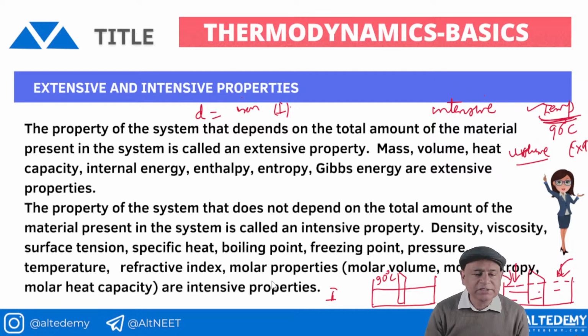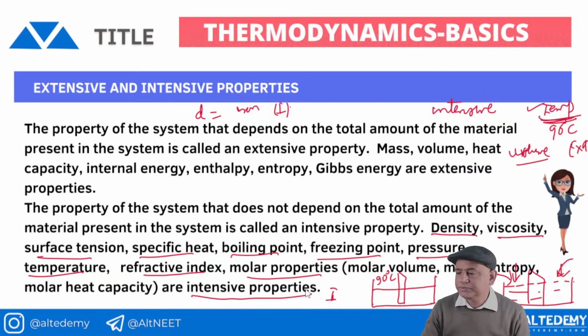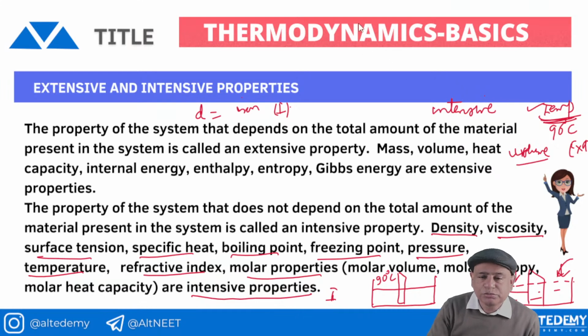Mass, volume, heat capacity, internal energy, enthalpy, entropy, Gibbs energy are all extensive properties. Extensive means mass dependent, and there are those properties which are mass independent. We have written many properties: density, viscosity, surface tension, specific heat, boiling point, freezing point, pressure, temperature, refractive index. Molar properties like molar volume, molar entropy, molar heat capacity are intensive properties. So properties can be explained as intensive and extensive by these two methods.